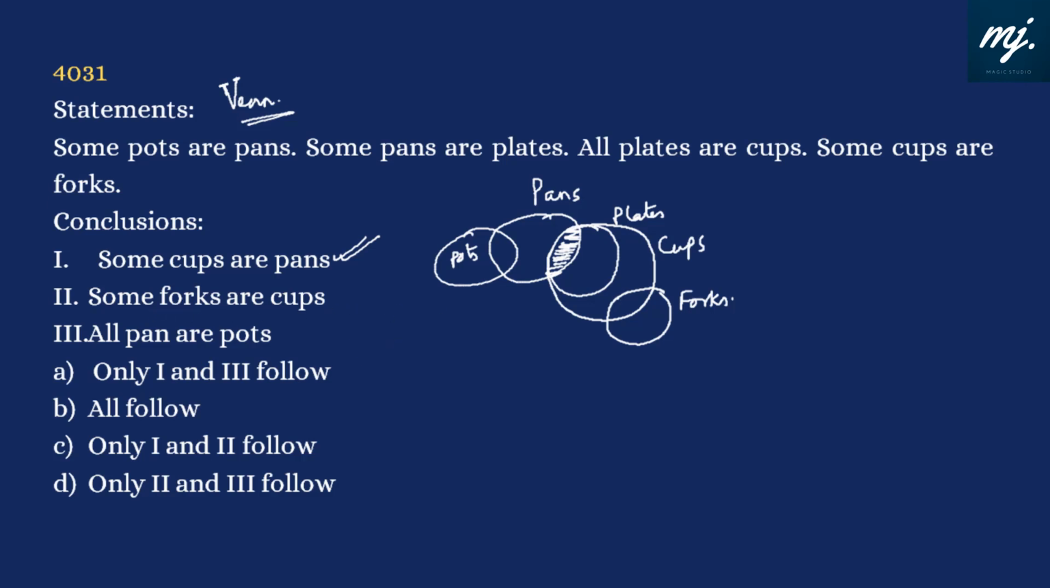Some forks are cups. Here we have this common area. Conclusion 2 also follows. All pens are pots. We can see that all pens are not necessarily pots. Conclusion 3 doesn't follow. So I'll mark that conclusions 1 and 2 follow. That is in option C.